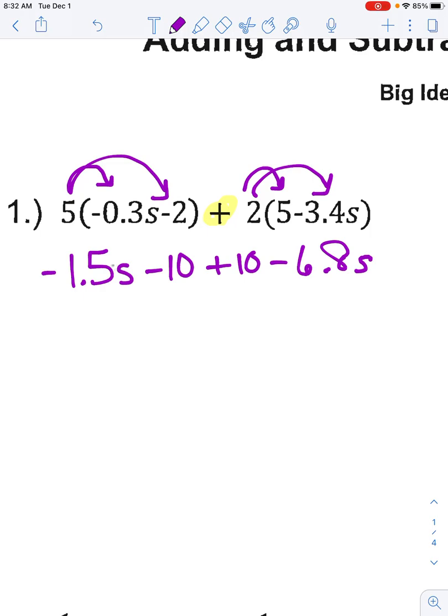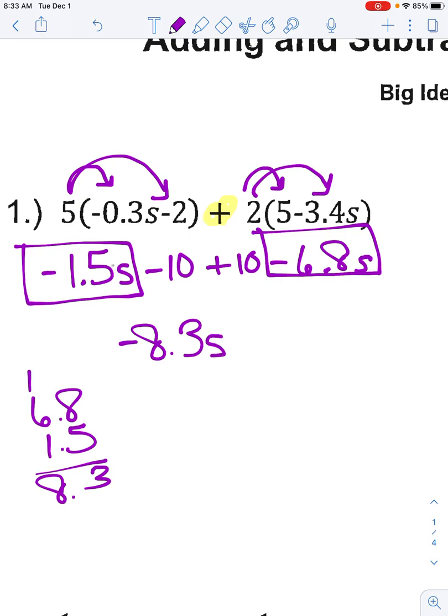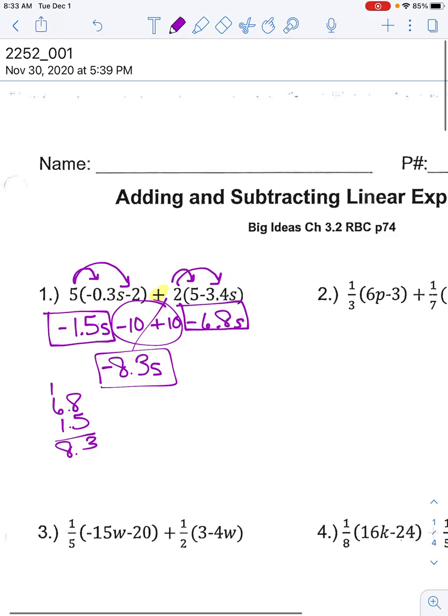And now we can combine like terms. I have a negative 1.5s minus 6.8s. Same sign, find the sum, lots of negatives. So 6.8 plus 1.5, I have 8.3 and it would be negative 8.3s. And then negative 10 plus 10, well, that cancels out to be 0. So our answer is negative 8.3s.